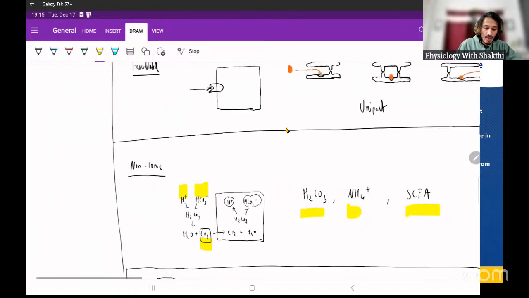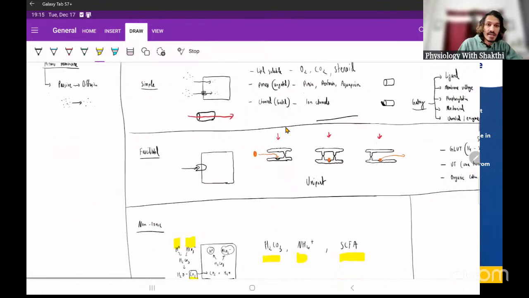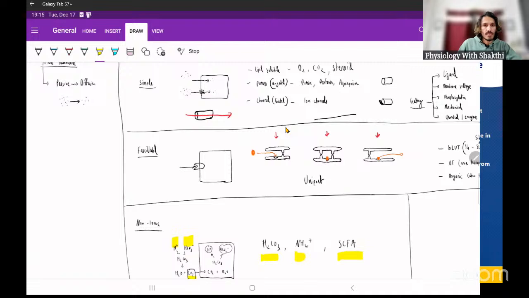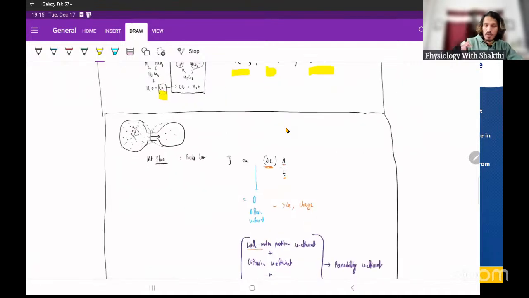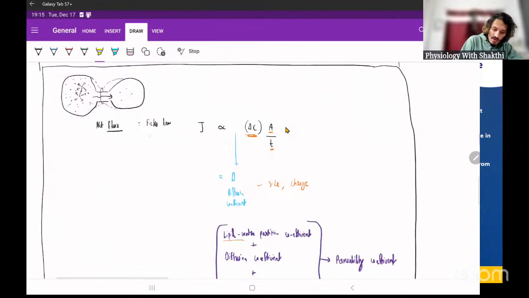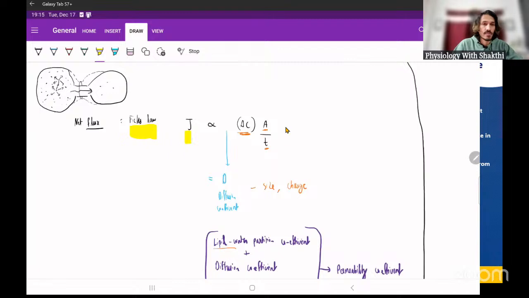So if a question on diffusion is coming, you have to mention all three. If a difference between simple and facilitated is asked, you know what to write now. And if a short note on diffusion is coming, at the end of it, talk about your Fick's law. What is Fick's law? That rate we were talking about.